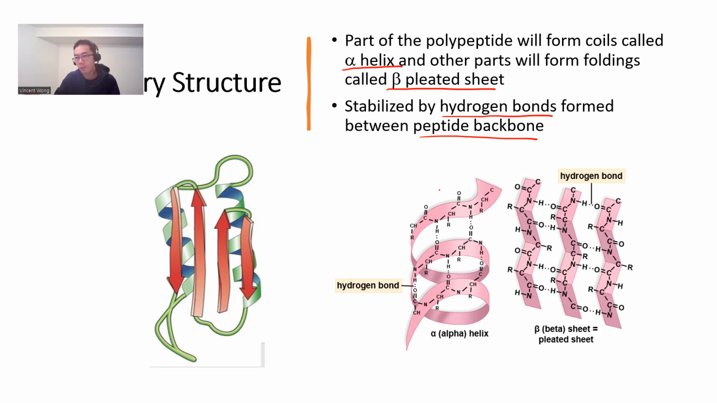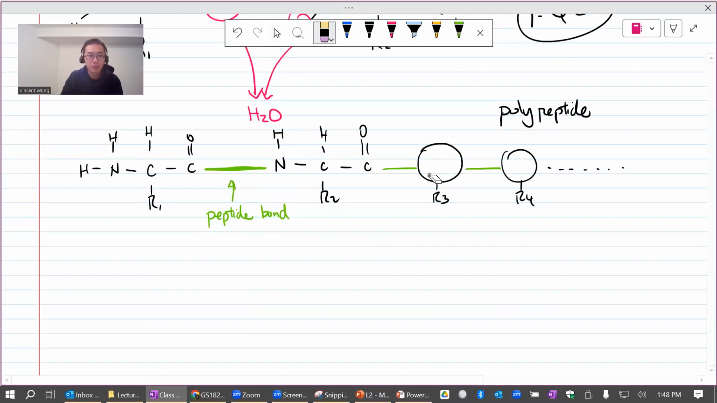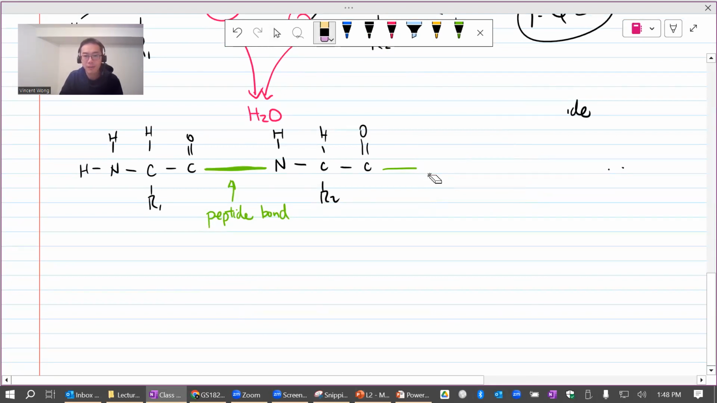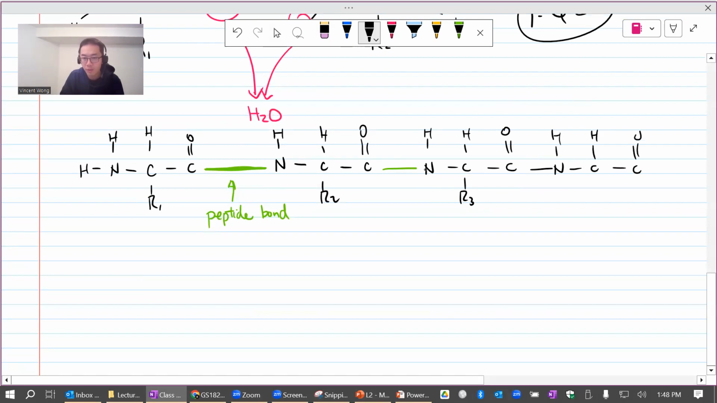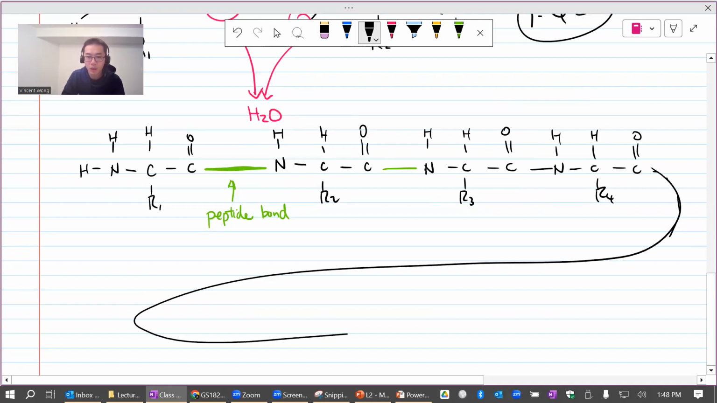Okay, what does the peptide backbone mean? Let me go back to our drawing here. Now you don't really have to draw this, okay? But let me just erase this. If I connect a few more things, okay? And you can verify this later when you have the notes, right? R3, and then I do it again. Again, you don't have to copy it, just watch me do it. R4, and then so on and so forth. It just keeps on going and going.